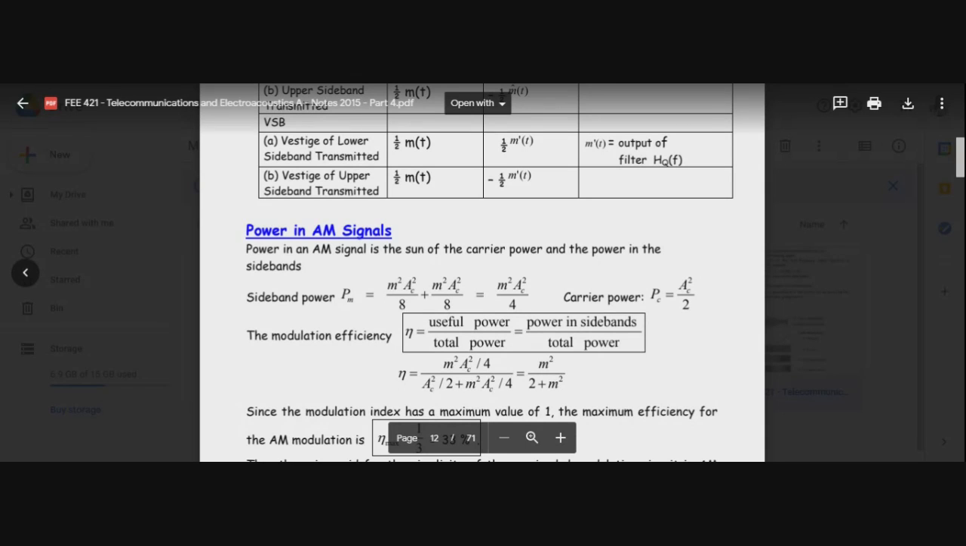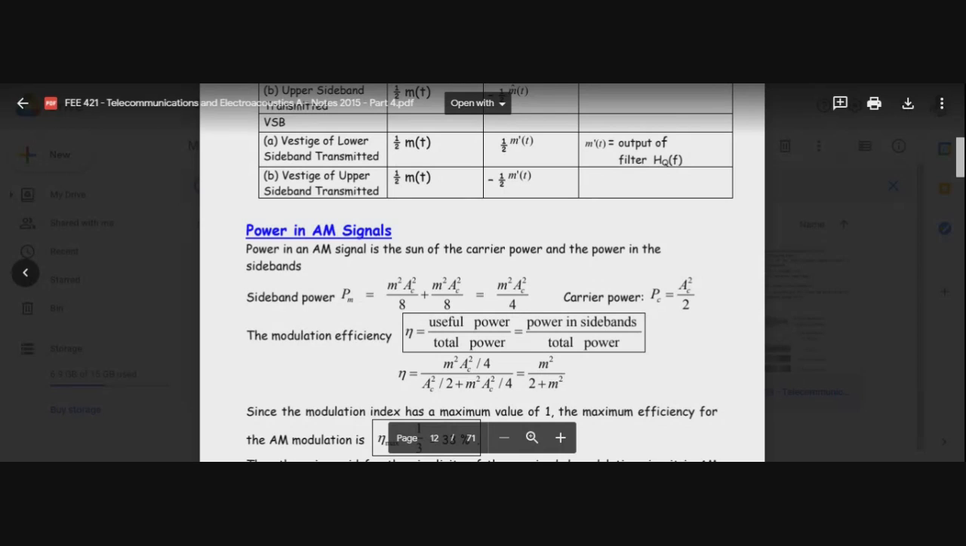The modulation efficiency, now not the index, the modulation efficiency is supposed to be useful power over total power. What do we mean by useful power? It is the power that is carrying the message. That is the useful power. Power that is used to carry the message is the power in the sidebands, because that's where the message is. And the total power is the sum of everything, the message plus the carrier.